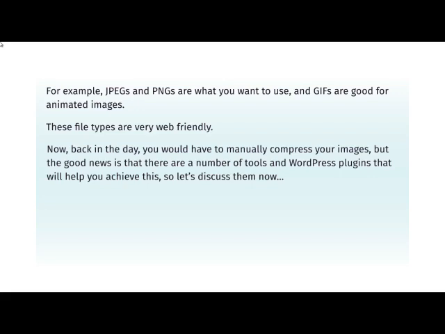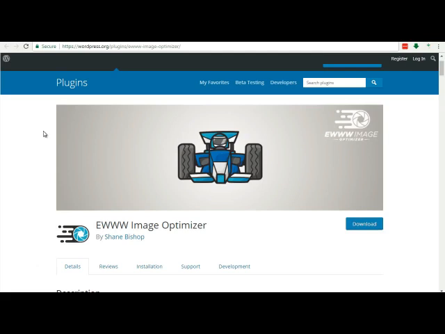Now the good news is that there are a number of tools and WordPress plugins that will help you achieve this without you having to buy Photoshop and learn it and all of that. Let's go ahead and discuss them right now, and I'm going to show it to you so that you're aware of what's out there. What you're looking for is a WordPress plugin that you can simply install into your WordPress site that will automate the process of optimizing and compressing your images. At the end of the day, you're going to be busy, so you're not going to have time to sit there and optimize. You need something that will do it automatically every time you upload an image.